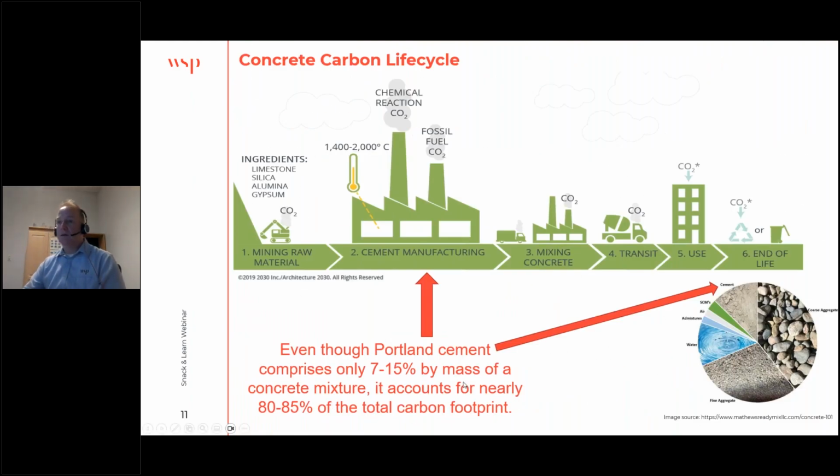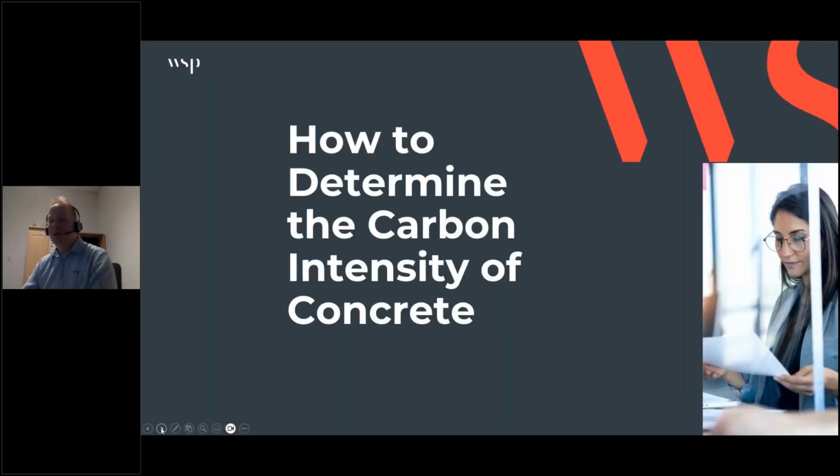And even though in the volume of a concrete, Portland cement only occupies in the order of 7 to 15% by mass of a cubic meter of concrete or cubic yard, it accounts for nearly 80 to 85% of the total carbon footprint of the concrete. So it's certainly a disproportionate amount compared to the volume that it occupies in the concrete.